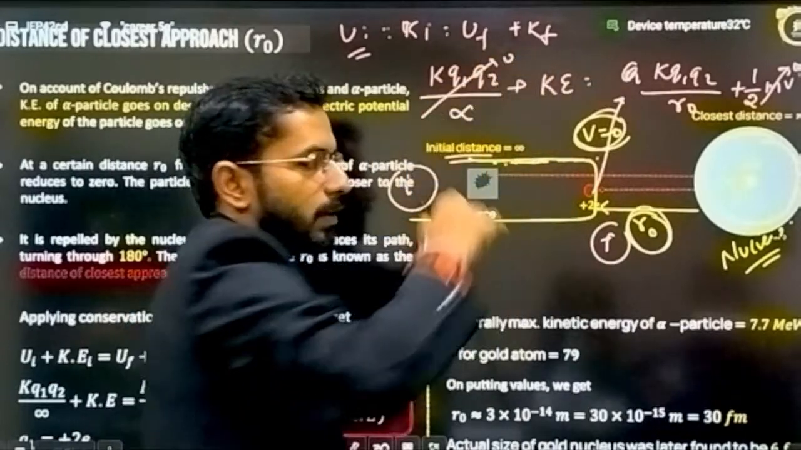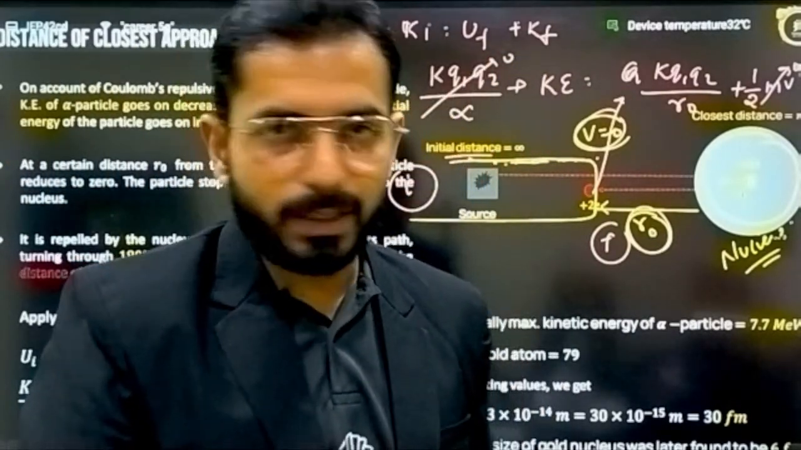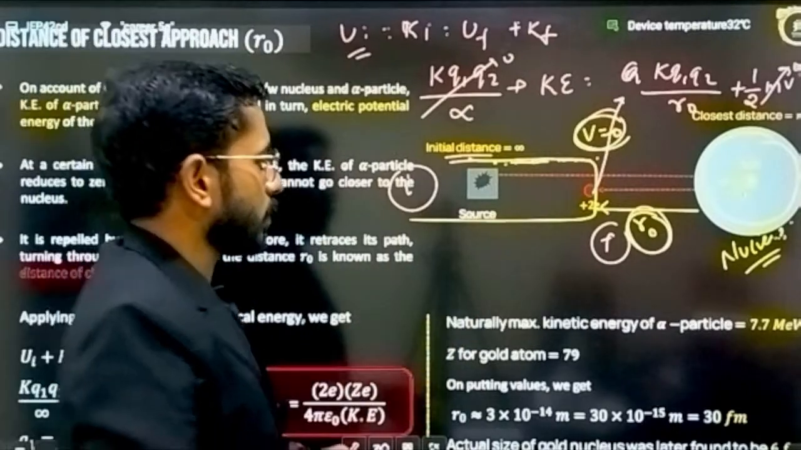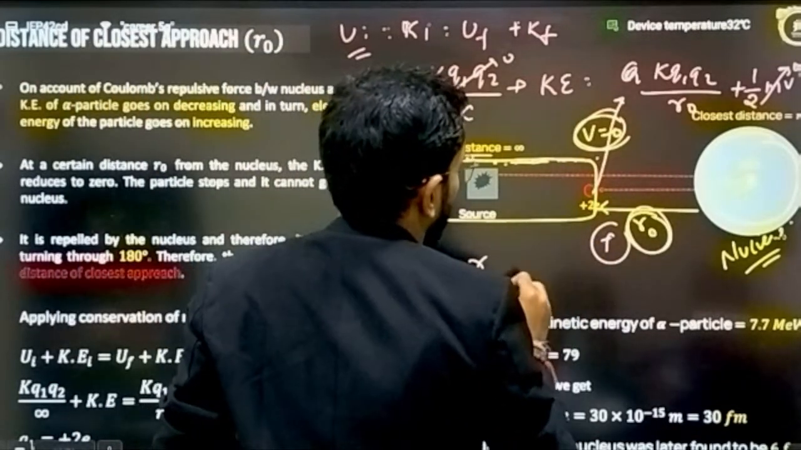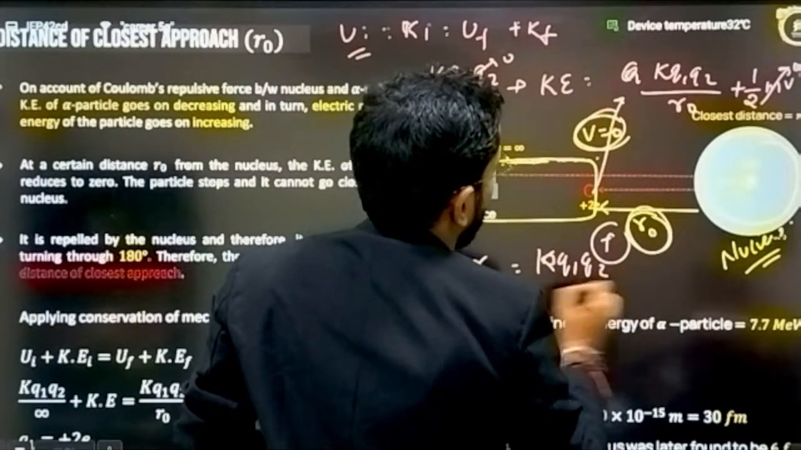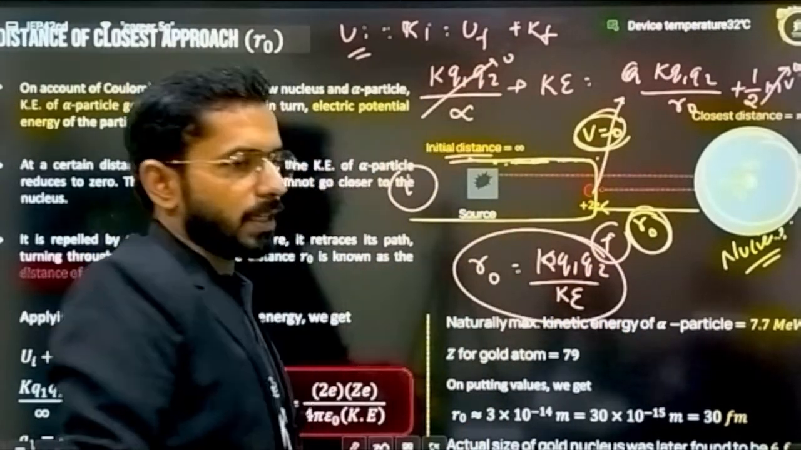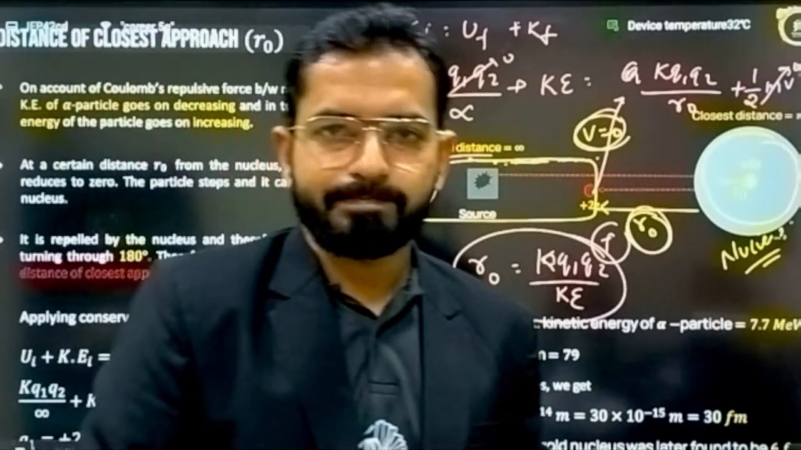Of course, if acceleration and velocity are in opposite directions, that means velocity is becoming zero at this moment. So final velocity is also zero. So from there only you have to calculate R0. Easily you can write that R0 is equal to K Q1 Q2 divided by the kinetic energy. That's it. Nothing else. Correct.